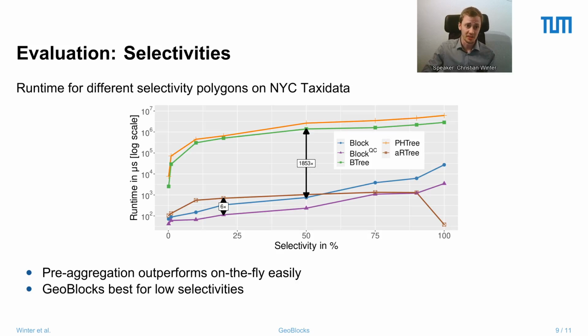Focusing on the runtime for different selectivities, for which we generated random polygons within New York City that contain a certain amount of rides, you can see that the pre-aggregating approaches on the bottom far outperform the on-the-fly aggregation, often by orders of magnitude. Please also notice the log scale on the y-axis. We further see that geoblocks are best for low selectivities, and that our query caching, the purple curve, really pays off throughout the board. And in addition, you can see that we are always competitive against the AR tree.